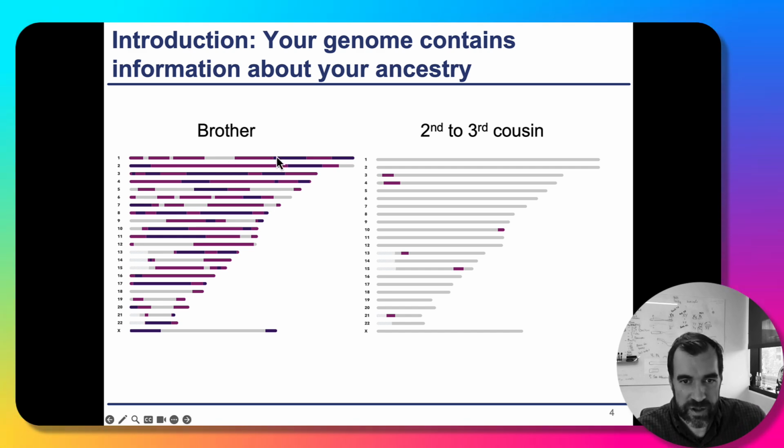These light purple and dark purple bars are runs where your genetic variation is identical to another individual. For my brother, you can see that on chromosome 1, these are the parts of the chromosome that are identical to each other. As you go further out into more distantly related individuals, like a second to third cousin, the amount of those runs gets smaller and smaller. But the statistical significance, because it carries so many different variants, is very high, and so you can very reliably determine that this individual must be a close relationship to me.